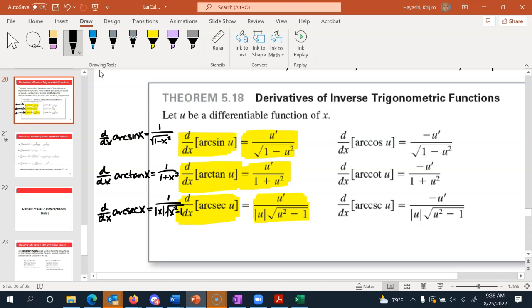If you ever needed it, the derivative of arc cotangent is just the derivative of arctangent, but with an extra negative sign. Same with arc cosecant, it's just the derivative of arcsecant with an extra negative sign.